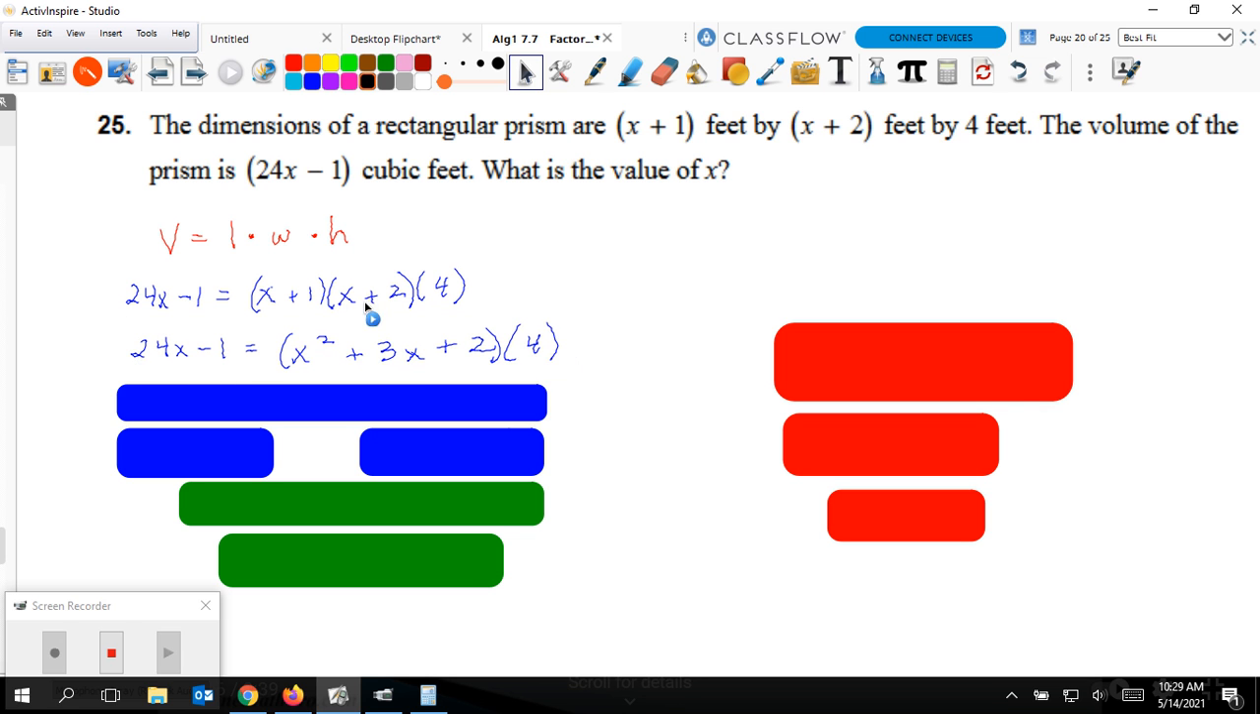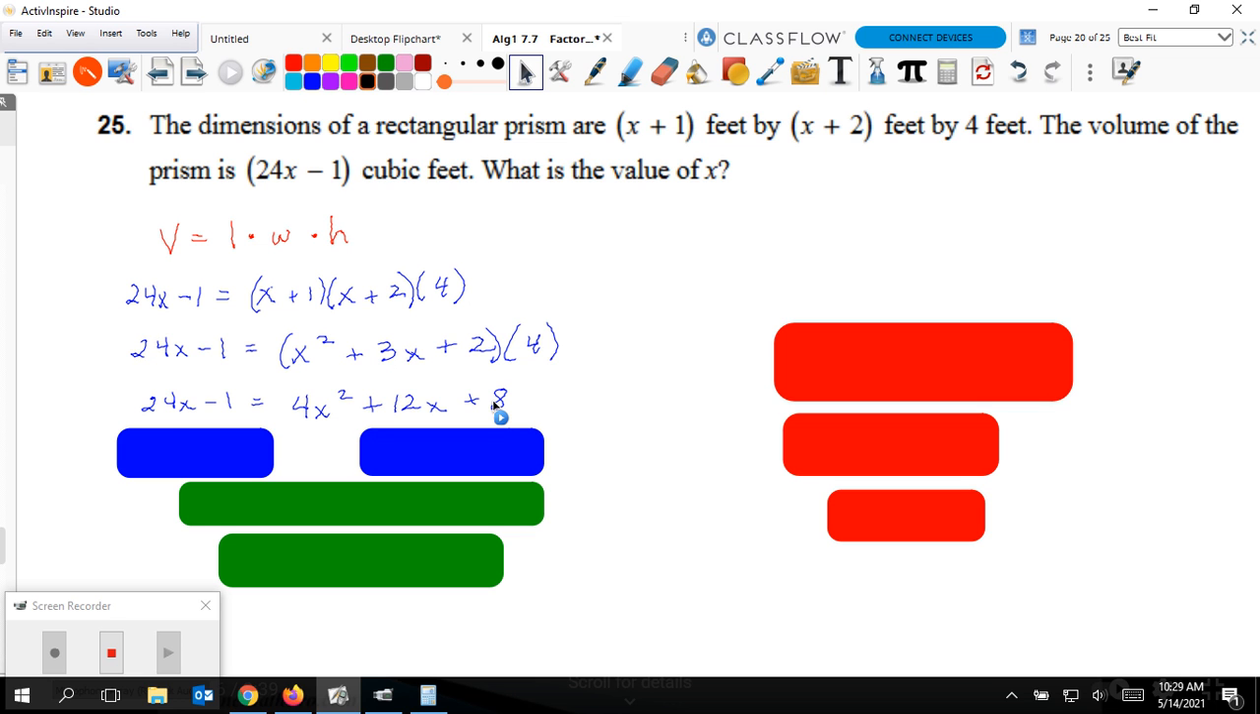I'm going to multiply the 2 binomials. So that's going to be just kind of using FOIL. The first one's giving me x squared, outside's 2x, inside's 1x, that's a 3x in the middle, and then 1 times 2 is 2. And then we multiply this by 4, so we need to distribute the 4 into all of this. And so now that's giving me still my 24x minus 1. But now when I multiply by 4, I got 4x squared. Multiply by 4, it's 12x from the middle. Multiply by 4, it's 8 there at the end.